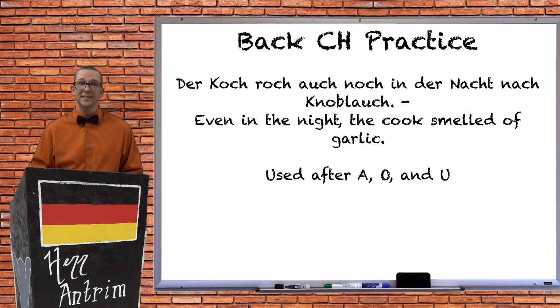A sound that takes some practice to get is the back CH. It's the one that follows the open vowels such as A or O. In this tongue twister, you get a ton of practice for exactly that. Just don't practice it too much because you might give yourself a sore throat.